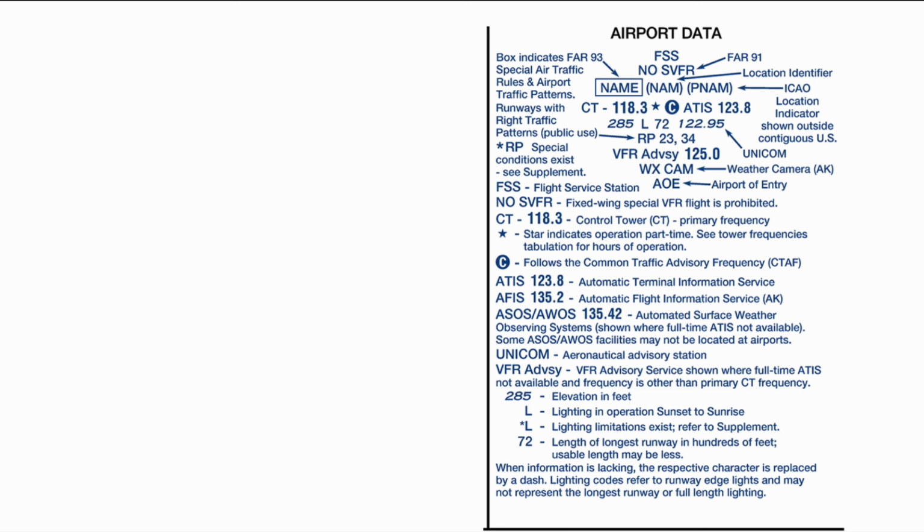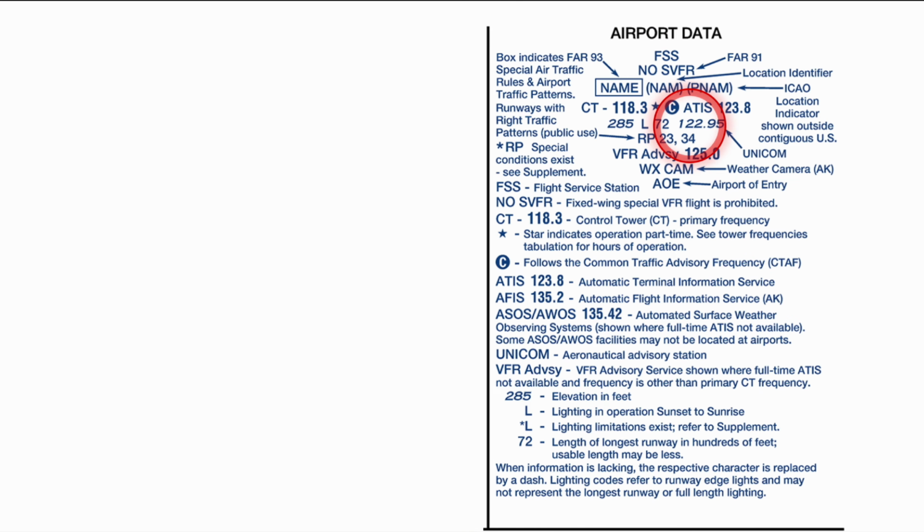Most of the time, it's going to indicate that just like the tower, the lighting goes off once the tower closes, and the pilot can control the lighting using the microphone. 72, that's the length of the longest runway in hundreds of feet. So in this case, it's 7,200 feet.